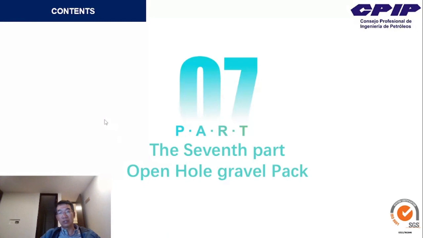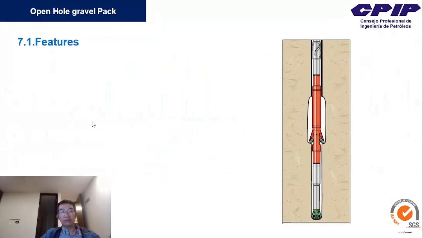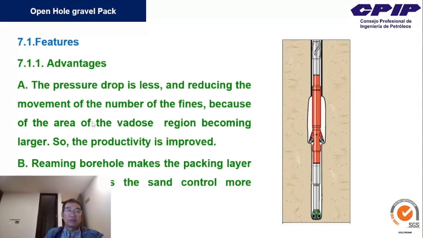The 7th part is open hole gravel pack. Features. Advantages: the pressure drop is less, and the fluid velocity is reduced because the area of the production region becomes larger, so the productivity is improved. Reaming the borehole makes the packing layer thicker, which makes the sand control more effective.